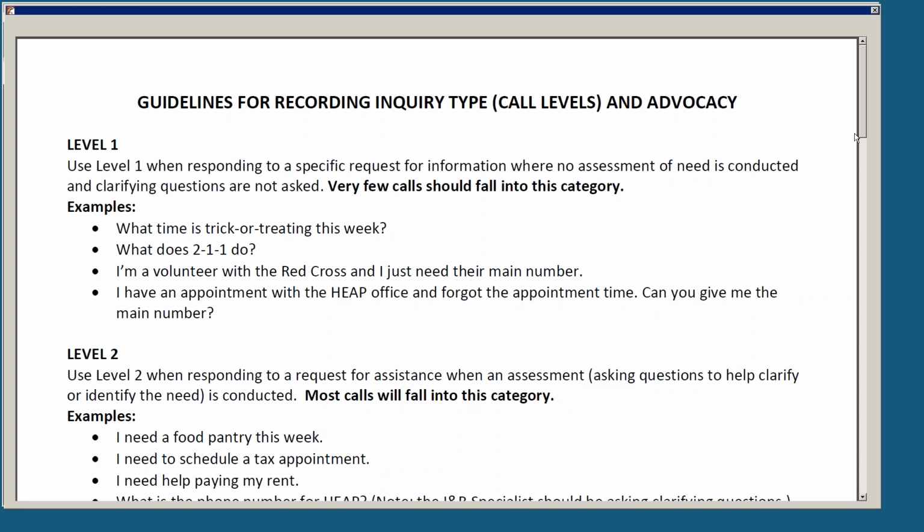Some examples. What time is trick-or-treating this week? What does 211 do? I'm a volunteer with the Red Cross and I just need their main number. I have an appointment with the HEAP office and I forgot the appointment time. Can you give me their main number?